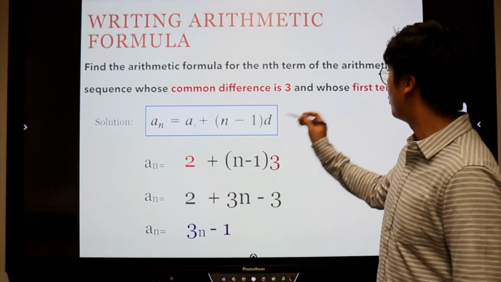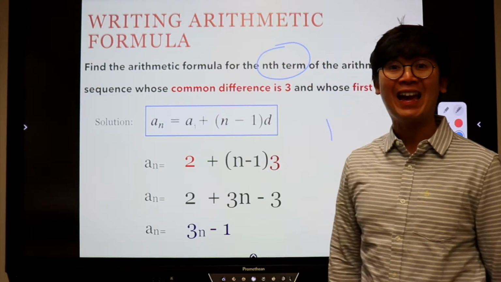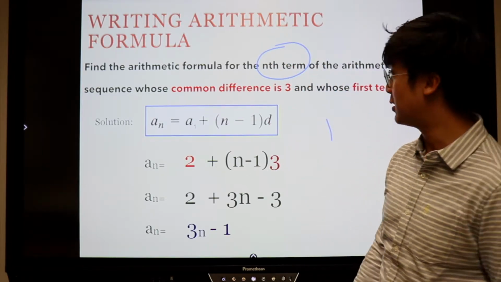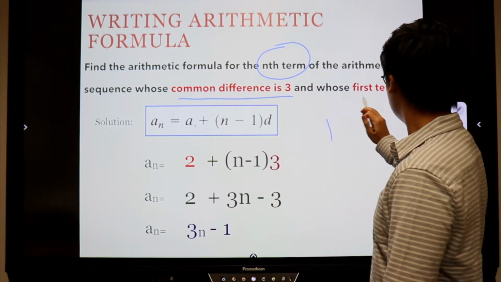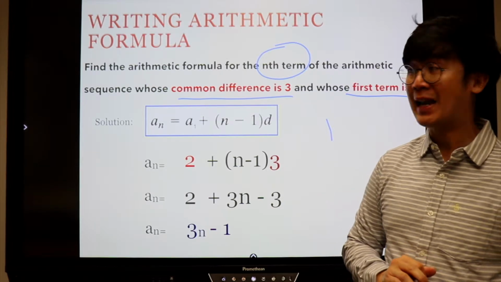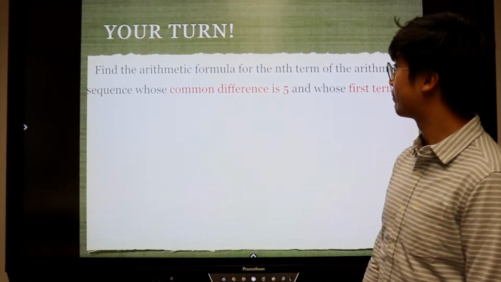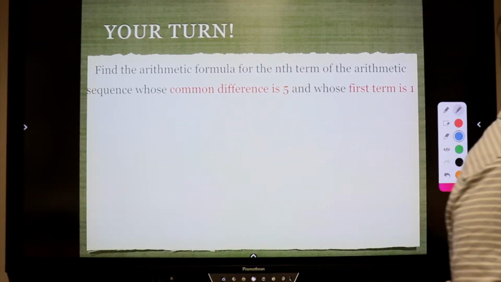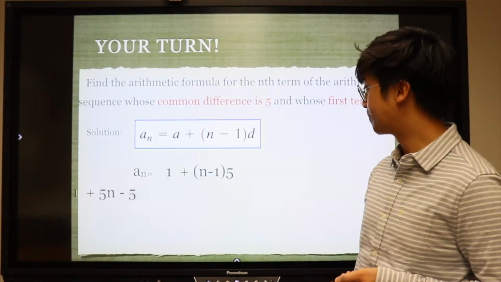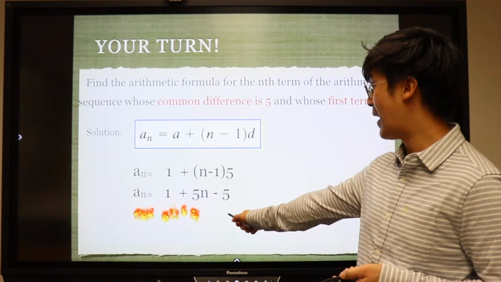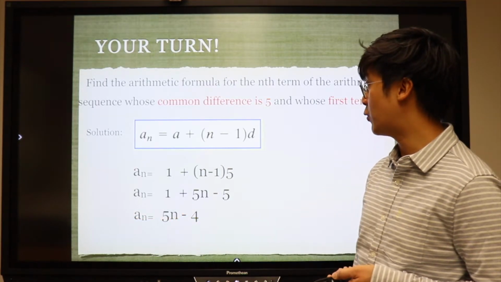And what you did was to find the nth term of the arithmetic sequence with two clues, the common difference and the first term. Now, on your own, give me the nth term of this arithmetic sequence. Replace the formula, simplify, and you have the nth term, 5n minus 4.